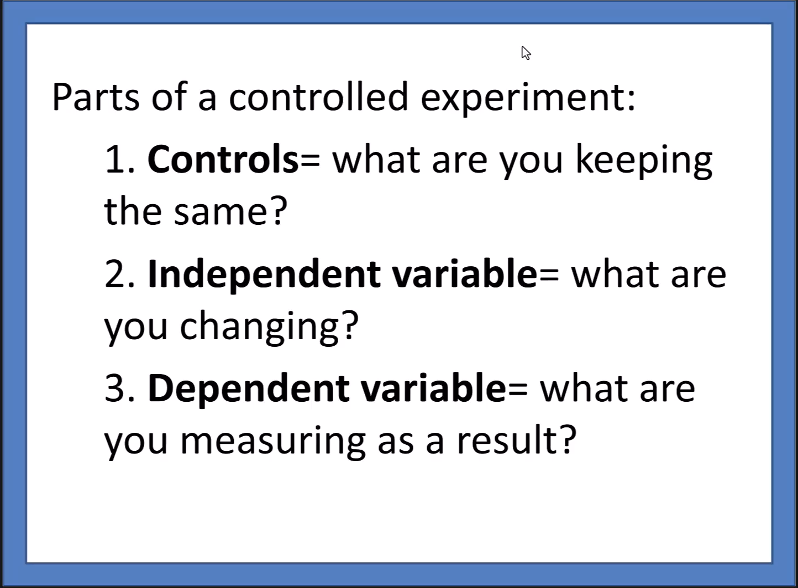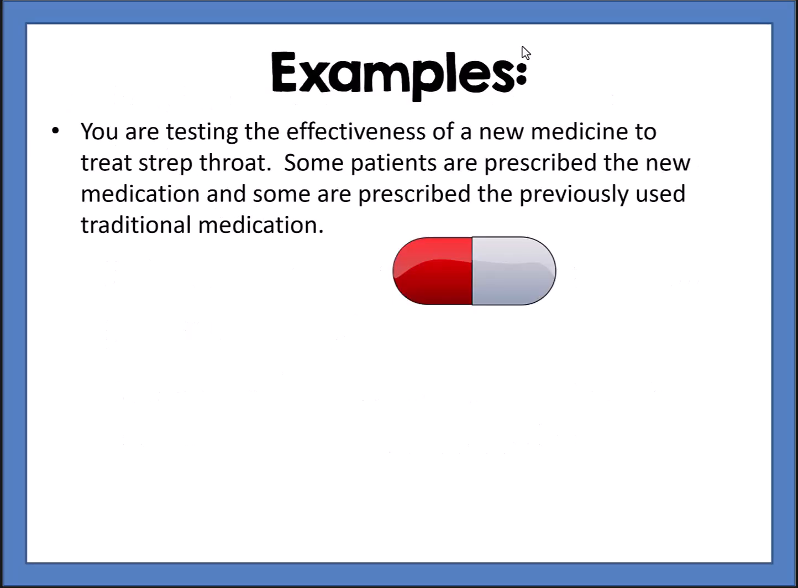And there are parts of a controlled experiment. So there are controls, and those are things that you are keeping the same. An independent variable is the one variable, the one thing that you are changing in the experiment. The dependent variable is what you are going to measure as a result. So let's do a couple of examples of these.